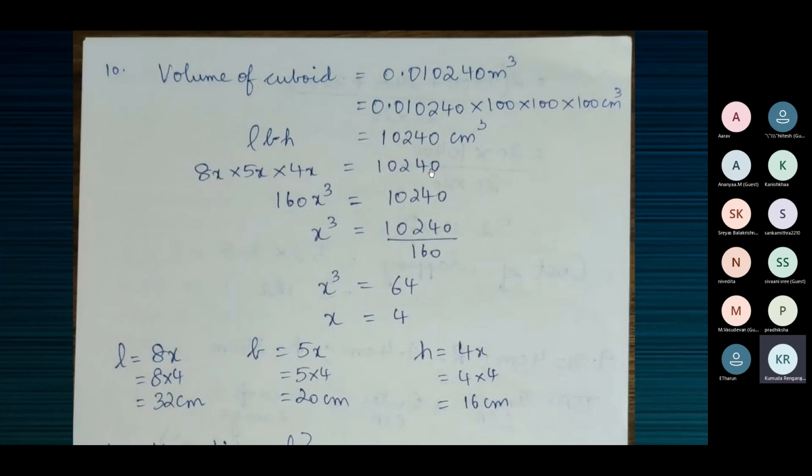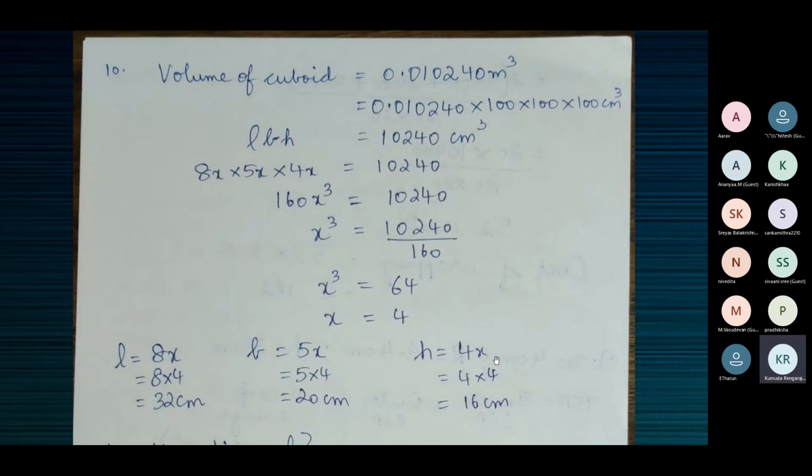8x into 5x into 4x is 10,240. x into x into x is x cubed. 8x plus 5x plus 4x will be 17x. So x cubed is 64, x is 4. So you can find the dimensions of the cuboid using x, 8x, 5x and 4x.